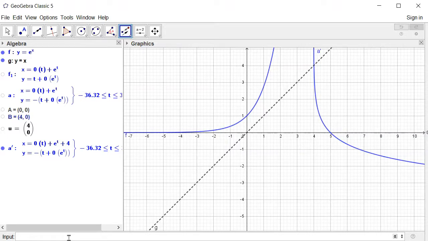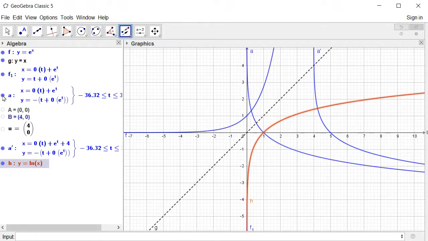Let's sketch y equals natural log of x. You can see that it fits exactly where we thought it was going to go. The next one is a reflection: y equals negative natural log of x, and you end up exactly there. Then after that, we're going to do a shift.